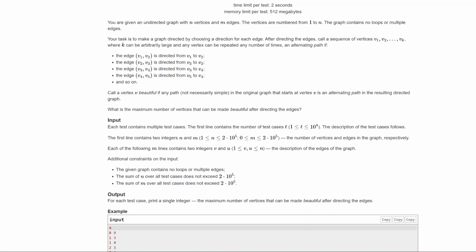We're given an undirected graph with n vertices and m edges. The vertices are numbered from 1 to n. The graph contains no loops or multiple edges. Your task is to make the graph directed by choosing a direction for each edge. After directing the edges, it is called a sequence.